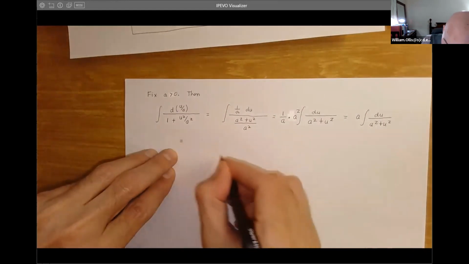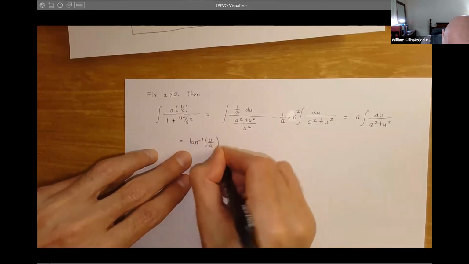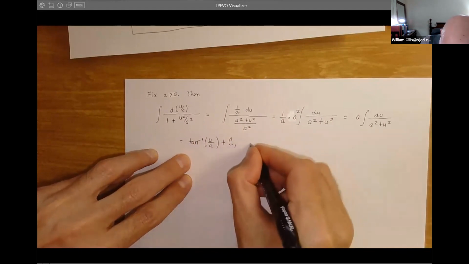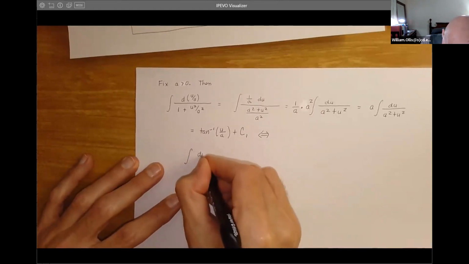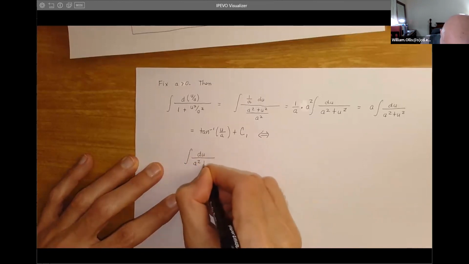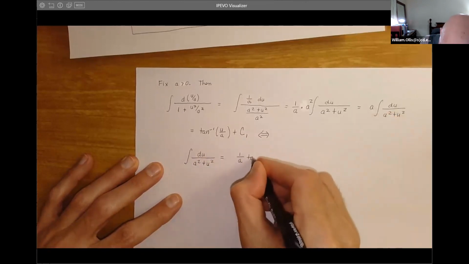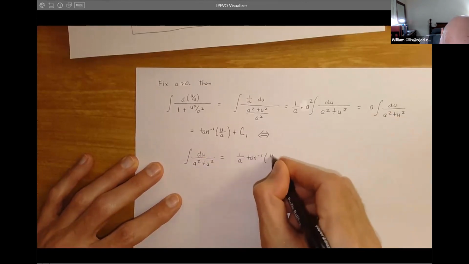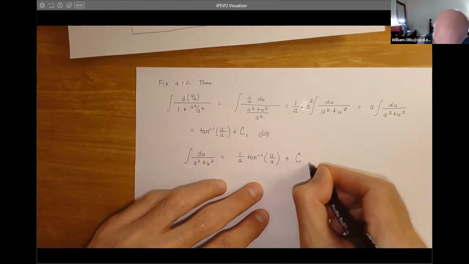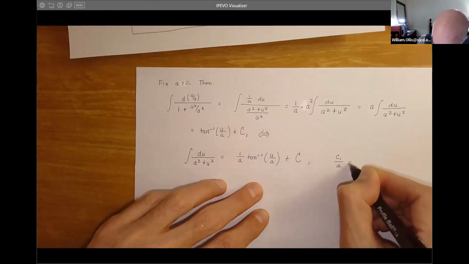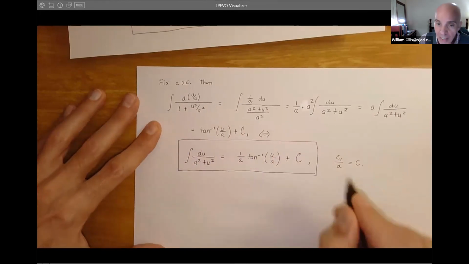And by our derivative formulation, this is inverse tangent of u over a plus, we'll just call it C1 for now. And then we can divide by a. So equivalently, we have the integral of du over a squared plus u squared. So divide by a. This gives us 1 over a inverse tangent of u over a. And then of course, we'll divide C1 by a and just call it C. I'll just say C1 over a equals C. So this is the formula that we find again in our integral table.